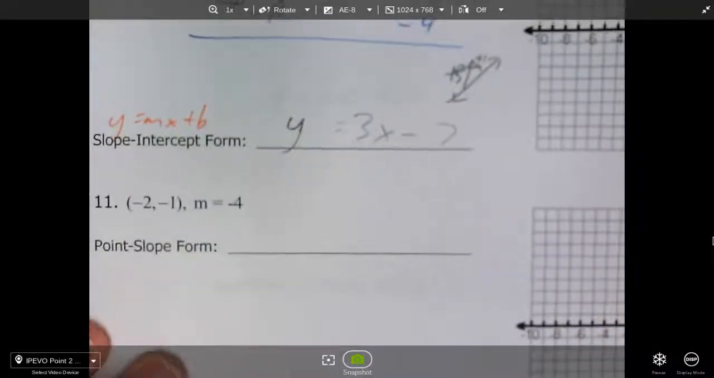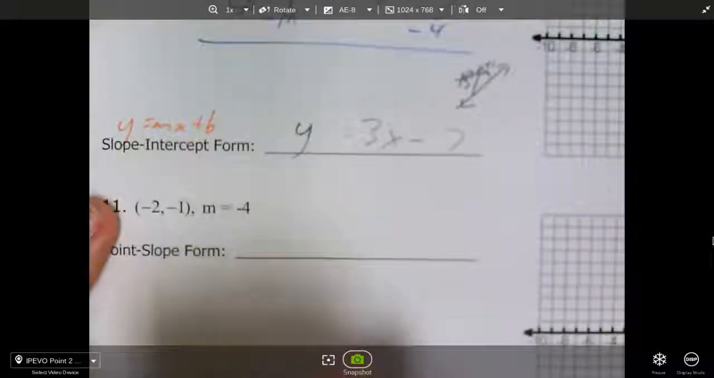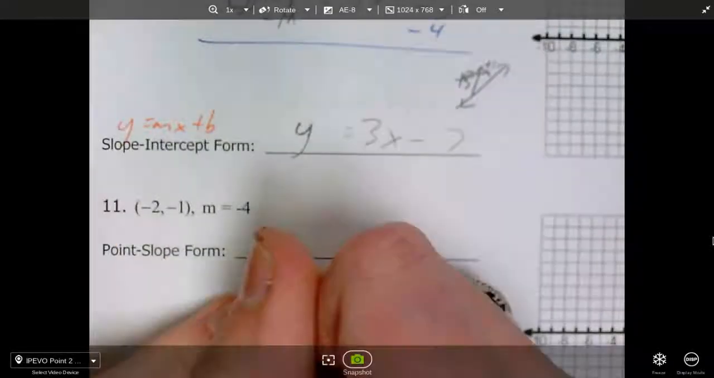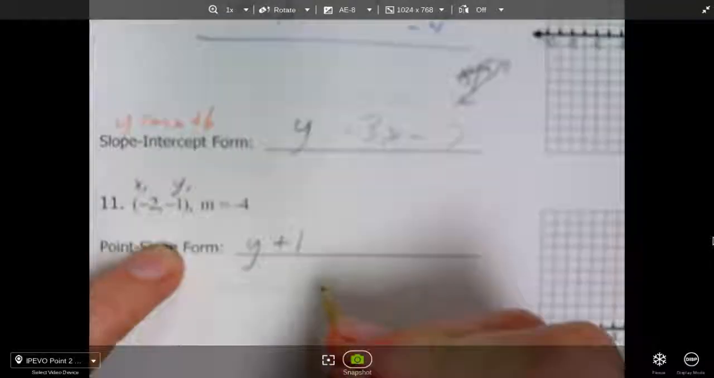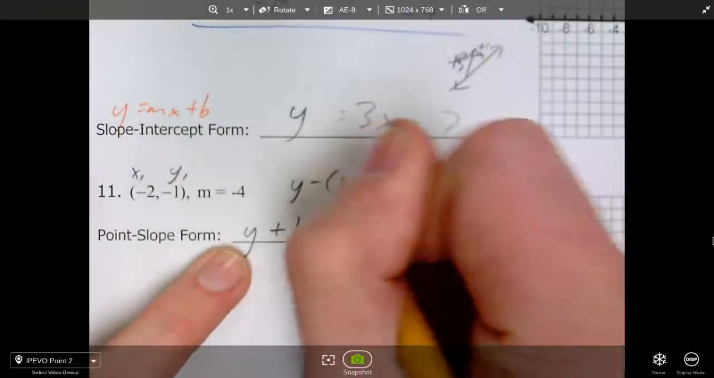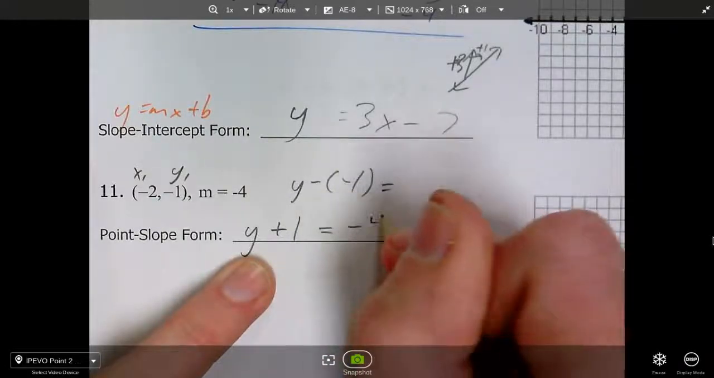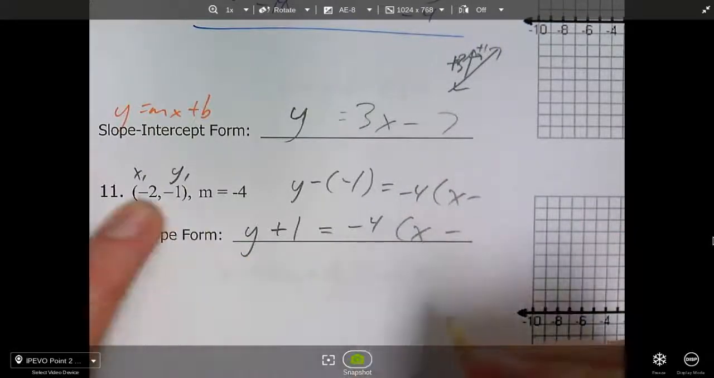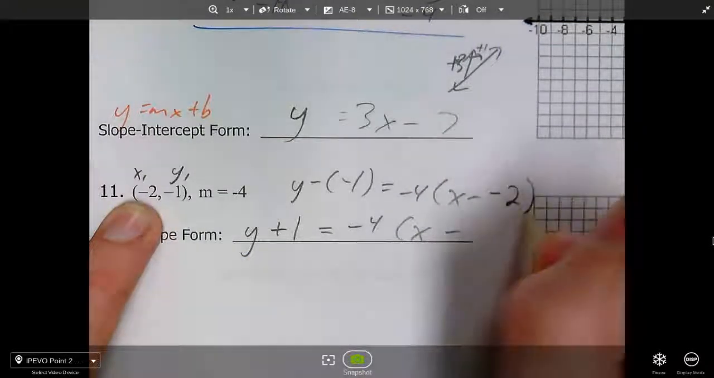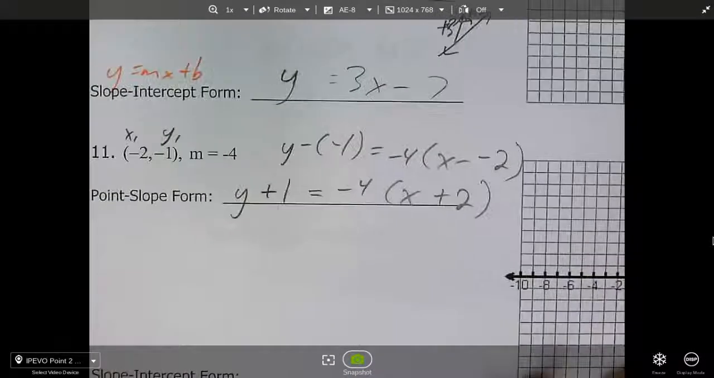Okay. Let's go on to number 11. Okay. Again, if we go to point slope form, x1, y1, y plus 1, because that's y minus a negative 1, equals m times x minus x1. In this case, it's a minus a negative 2, so it will be a plus 2 right there. All right, so there it is in point slope.